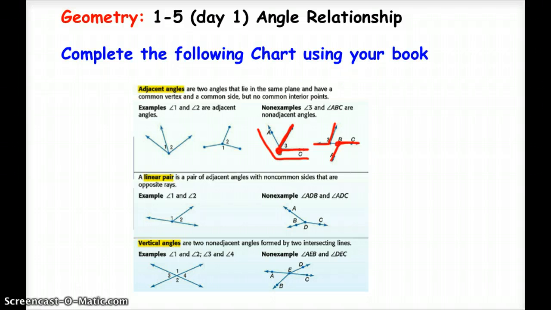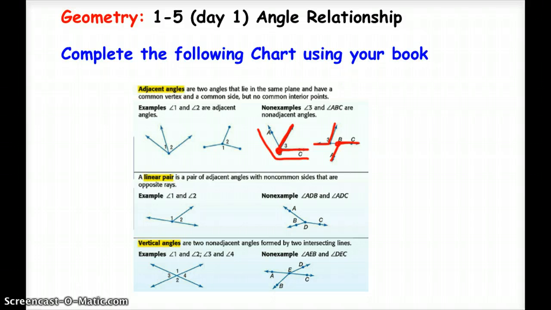You were asked to use your book to complete a chart. Now I don't have the identical chart that you have, but you had to identify adjacent angles, linear pair, and vertical angles. You had to write the definitions down, and then you had to give some examples and some non-examples. I've just taken exactly what's out of the book here, but you have it in your chart.